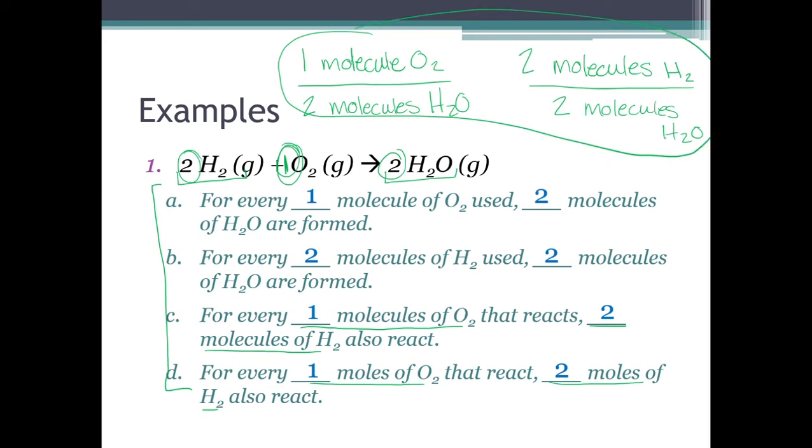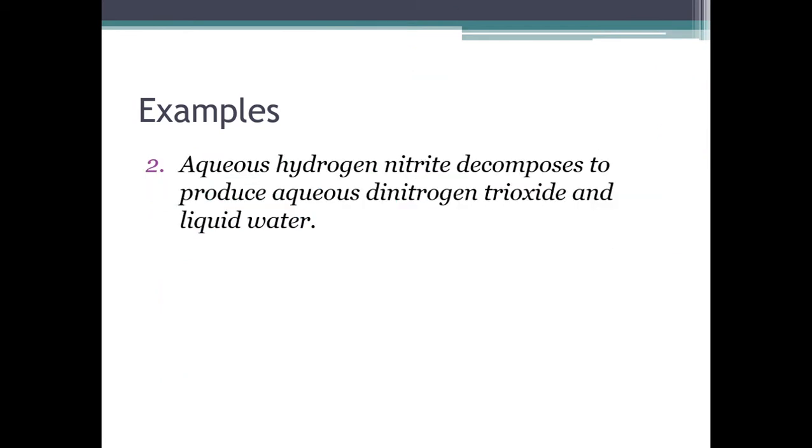So we're going to do one more practice together, then y'all will have some time to practice balancing and coming up with conversion factors. So here we go. Example number 2 here says aqueous hydrogen nitrite decomposes to produce aqueous dinitrogen trioxide and liquid water. Oh boy. So we'll start with this aqueous.